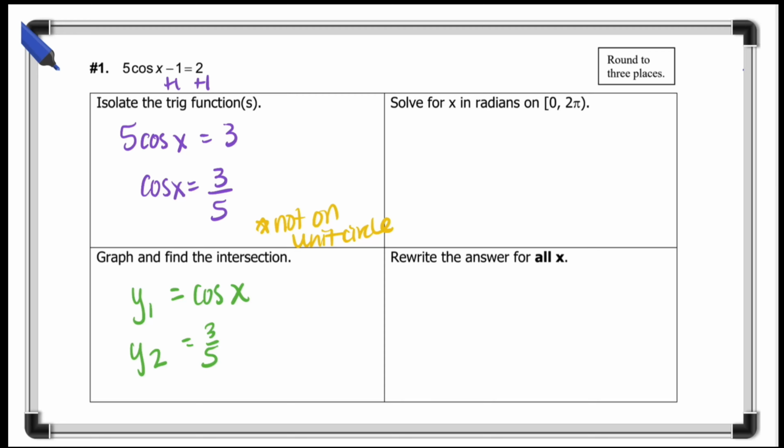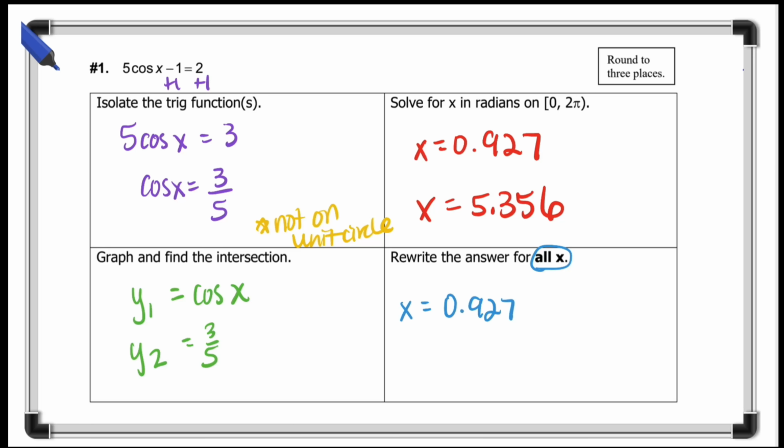So our first answer for x was 0.927. Our second answer is 5.356. Okay, so now again, as we are looking at how we can rewrite our answer for all possible x's, we're taking 0.927, and because our trig equations repeat every 2 pi, we're going to have plus 2 pi n. N represents, again, any integer. And then 5.356 plus 2 pi n.